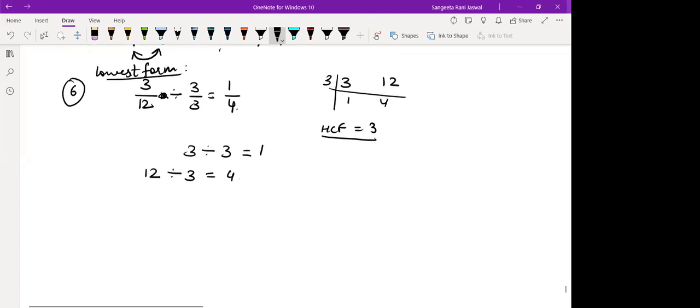Okay, let's take you to the divide sum. How do we divide the fractions?